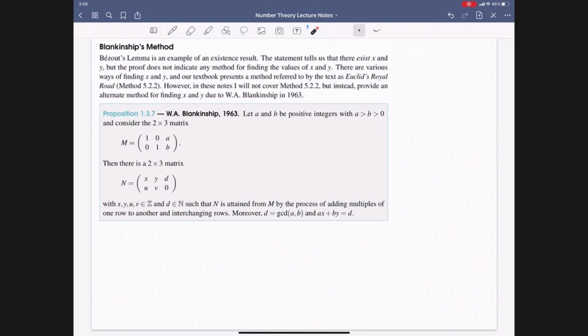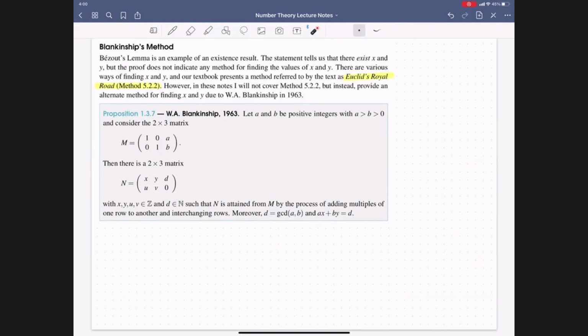So Blankinship's method is actually rather recent. It was just published in 1963. The textbook offers an alternate way of computing the x and y for the GCD, and so I leave that to you to read. This is referred to as Euclid's Royal Road in the textbook, method 5.2.2. And so instead I'm going to use Blankinship's method, which is reminiscent of row-reduced echelon form in linear algebra. And so here's the statement.